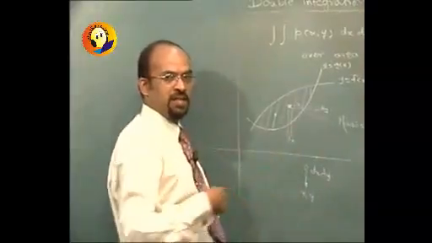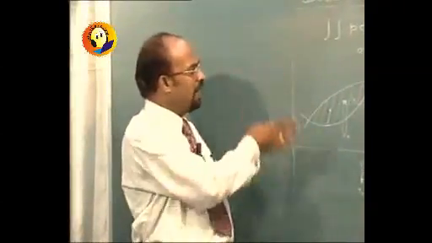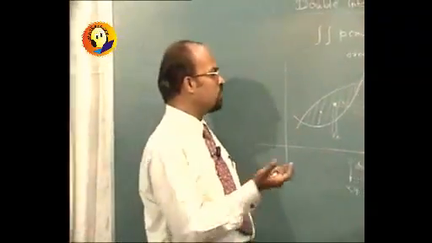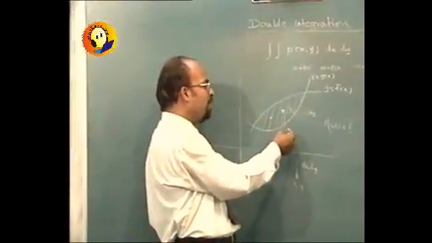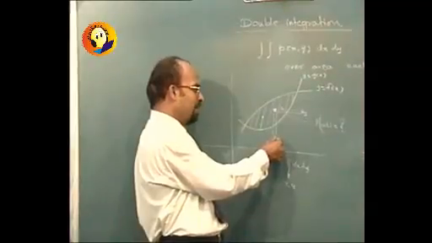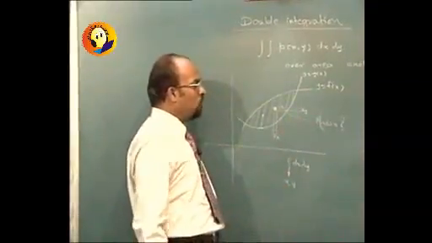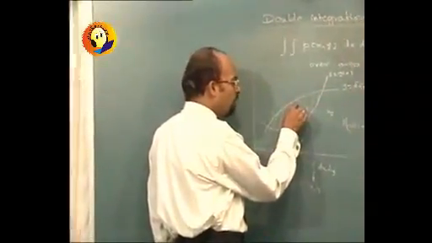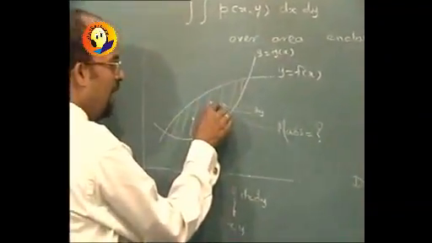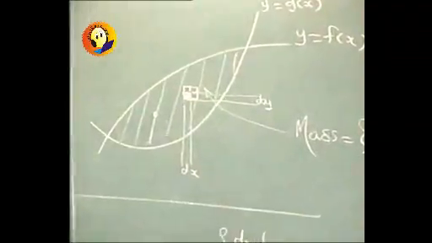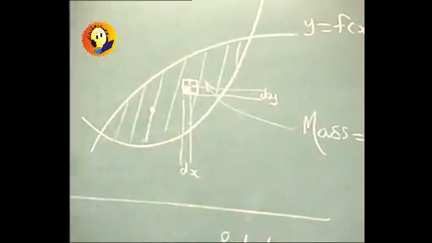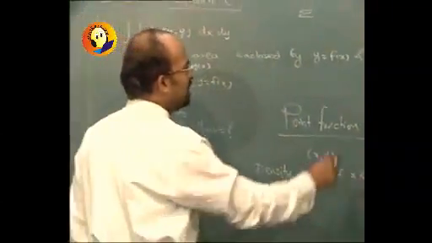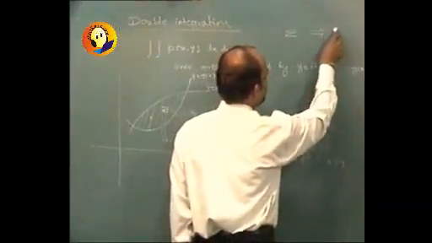It is actually density into volume, but being a plane area, there is no third dimension, no depth. We can simply say that the mass of this particular plate is going to be the density into the area, that is dx dy. And to find the mass of this entire plate, we will have to consider all such small areas and add them. Now this will certainly remind you of the concept that summation of discrete entities can be approximated to integration.